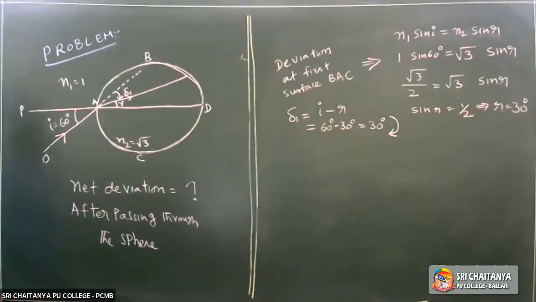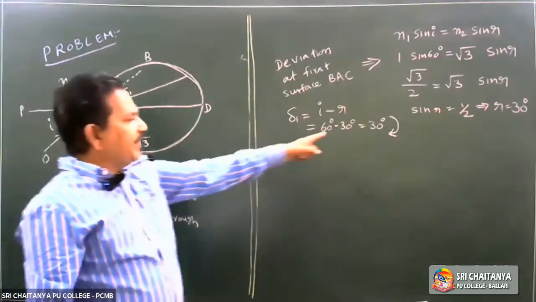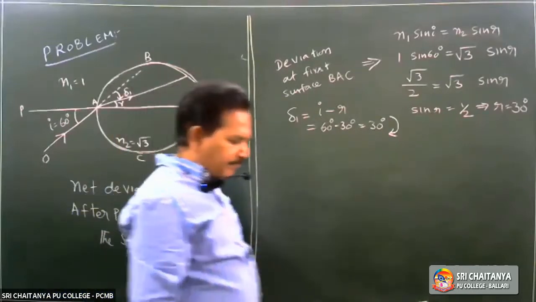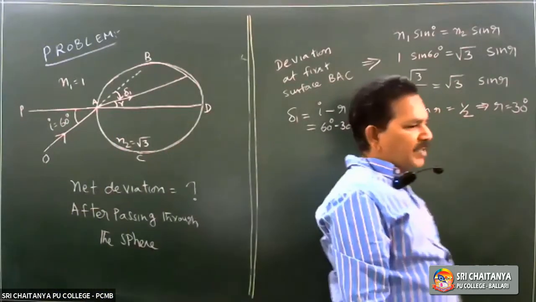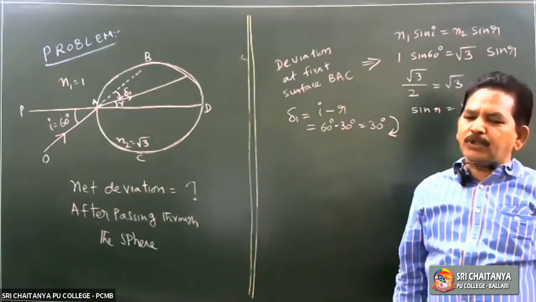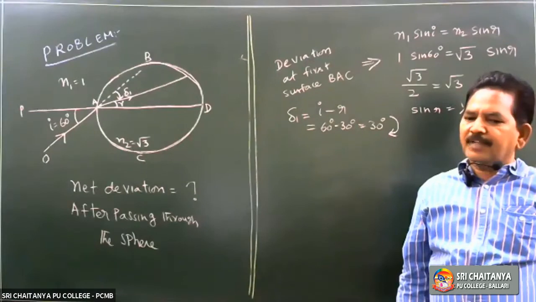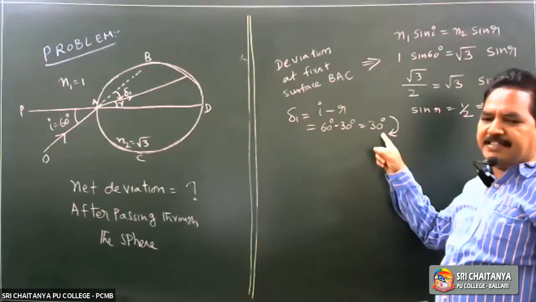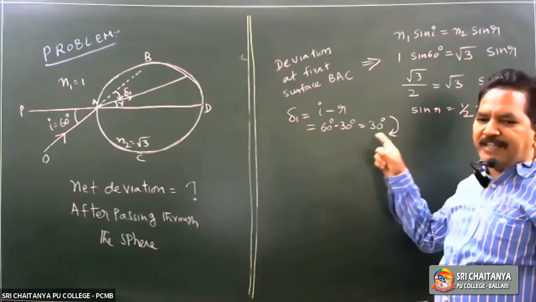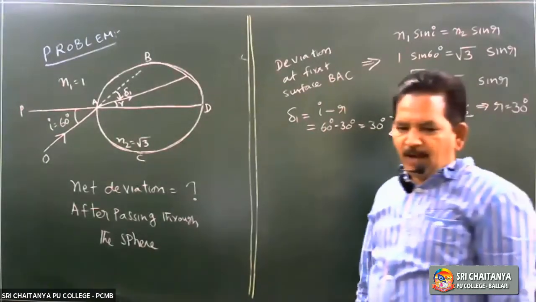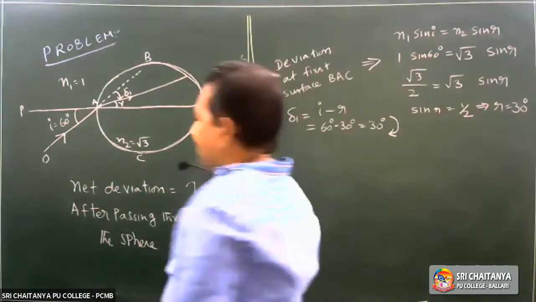If I consider the first surface, what is the angle of deviation? The angle of deviation is 30 degrees. When the light ray travels from rarer to denser, I value is greater than R. So deviation is equal to I minus R. I value 60, R value 30, 60 minus 30 is 30. In what direction? Clockwise direction. Now let us consider the refraction at the second surface.